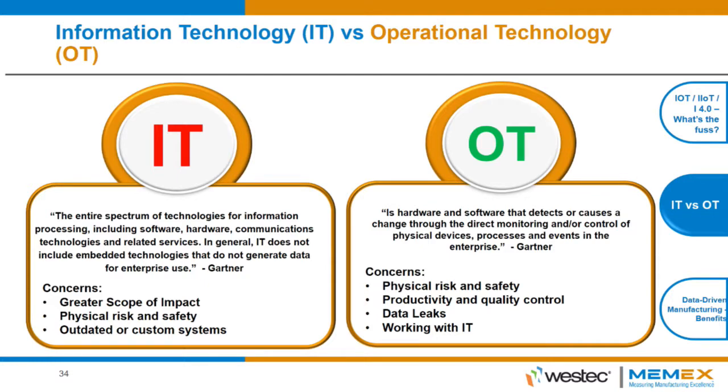But OT also cares about physical risk and safety. Nobody wants to expose themselves to a virus or a potential harmful impact. Obviously, they care about productivity and quality control, they care about data leaks, and they have concerns working with IT. So in order to overcome this, what does that mean? How do we do this?